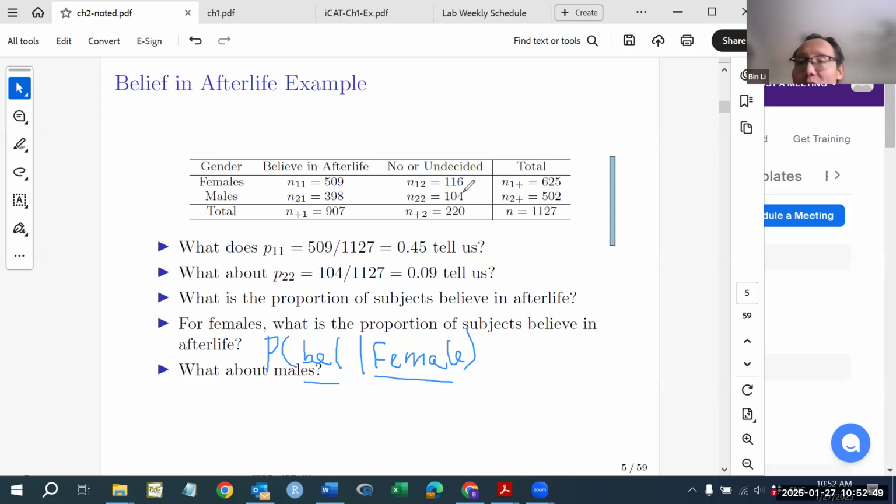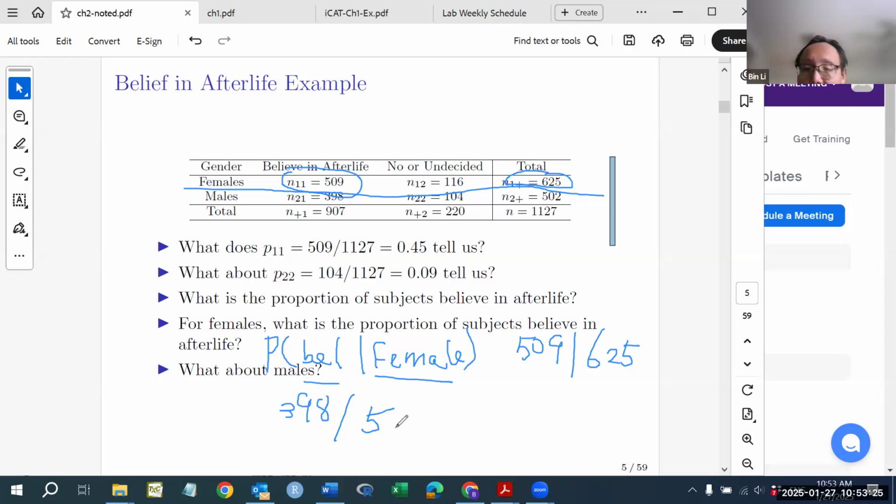How do we estimate? So then we should just look at the first row, right? And we have 509 females believing afterlife out of 625. So this should be the 509 divided by 625. So that's the conditional probability. And what about males? Then we should look at the second row. So we have 398 over 502. So that's the proportion for the males that believes in afterlife. Okay, so this is a good example to illustrate these three probabilities: joint, marginal, and the conditional.